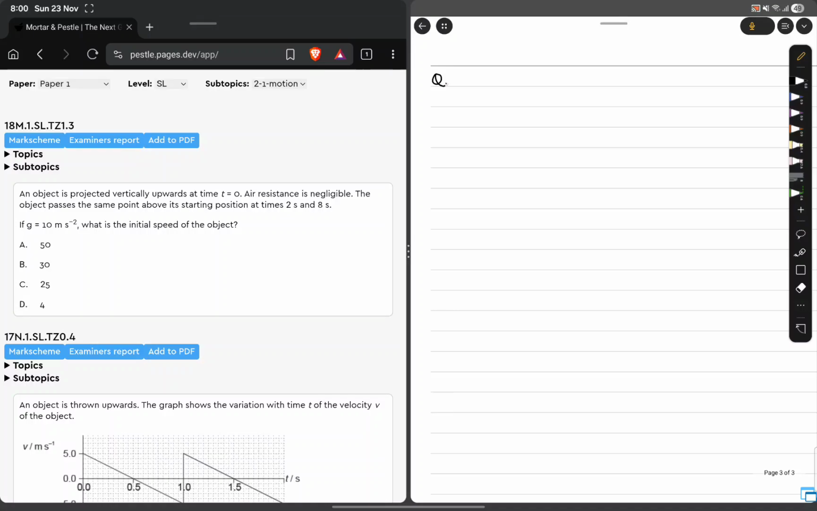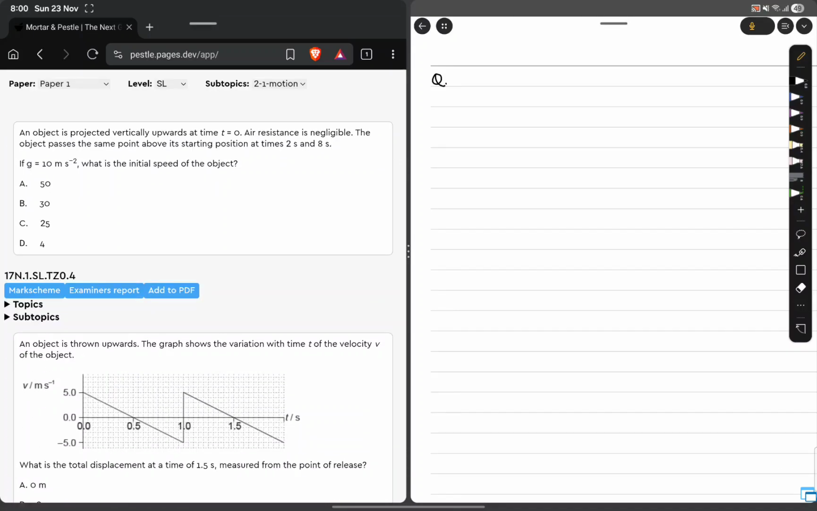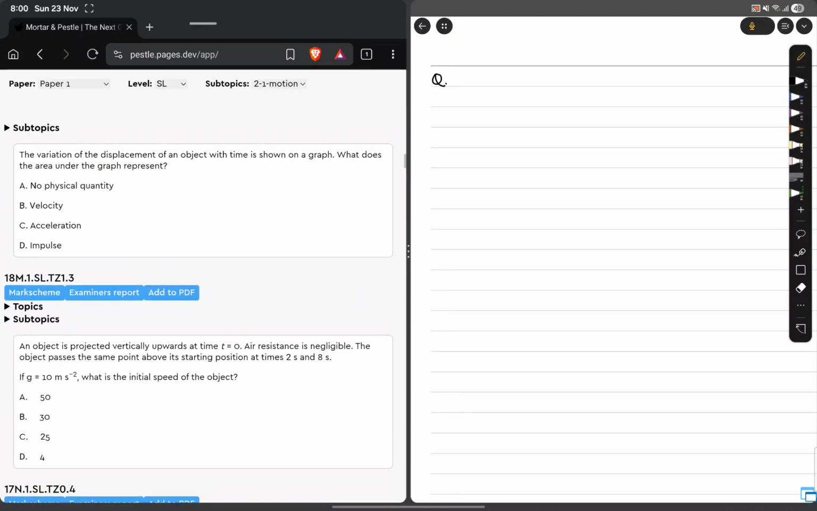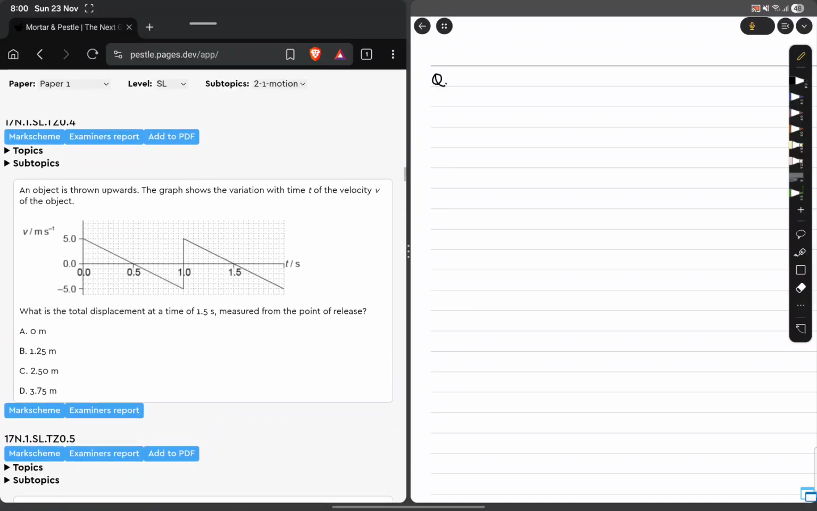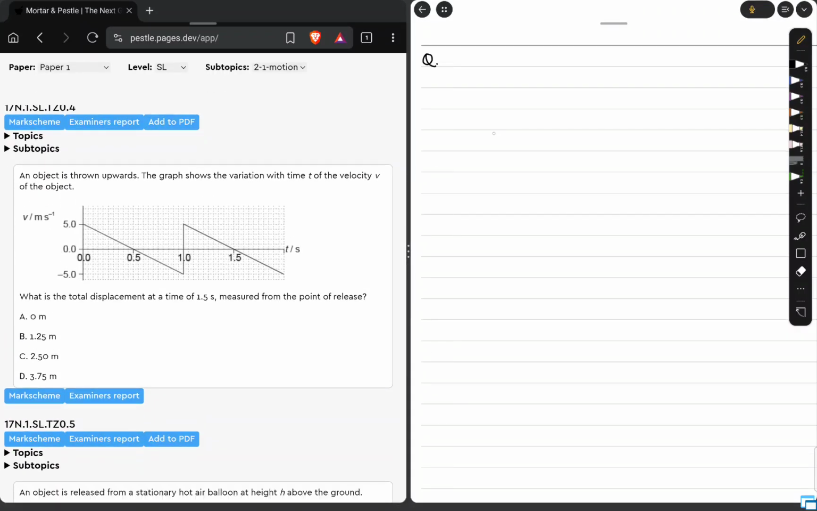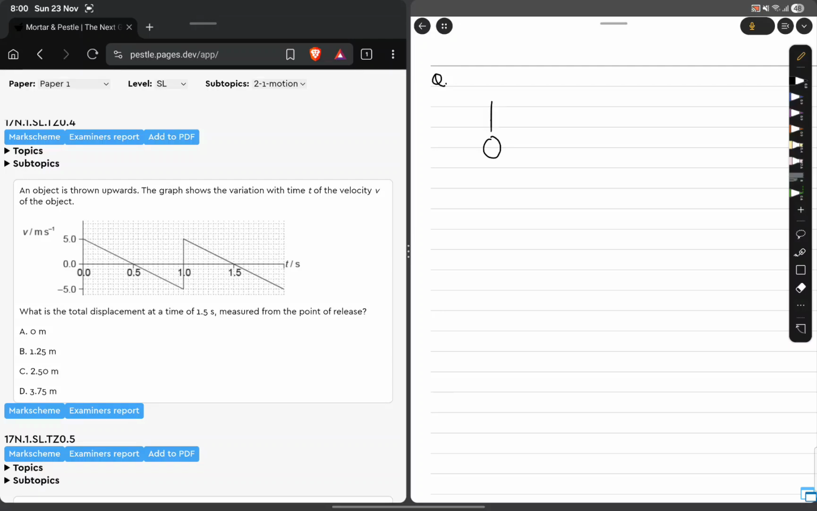Alright, the next question. An object is thrown upwards. The graph shows the variation of velocity and time of the object. What is the total displacement at a time of 1.5 seconds measured from the point of release?